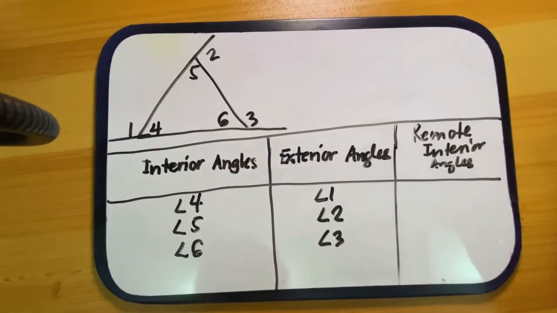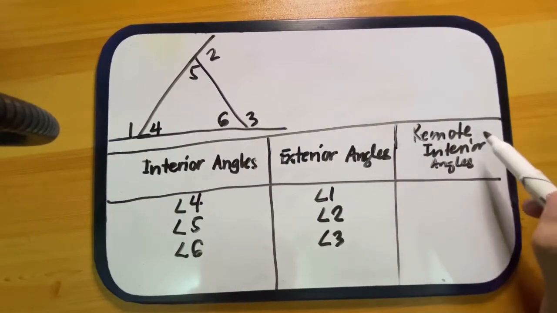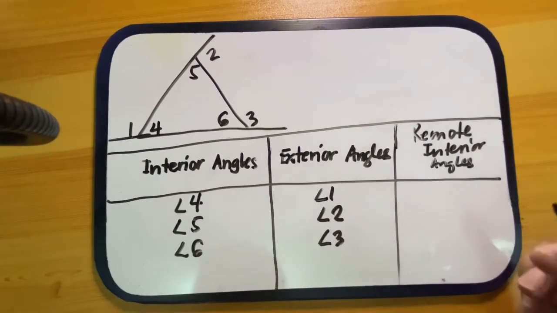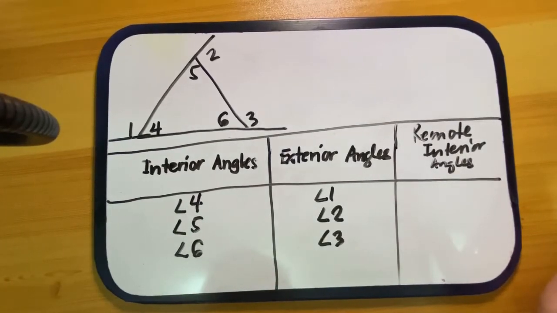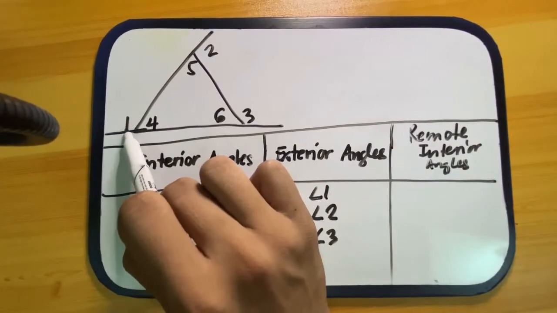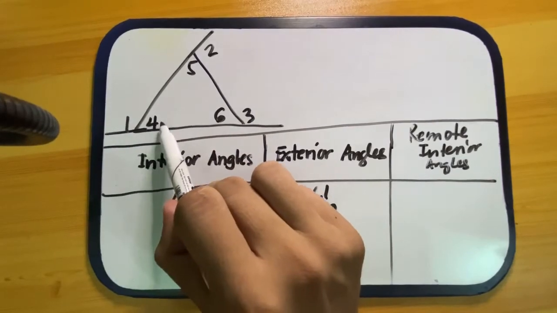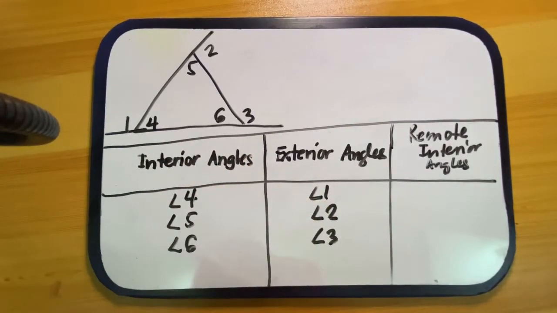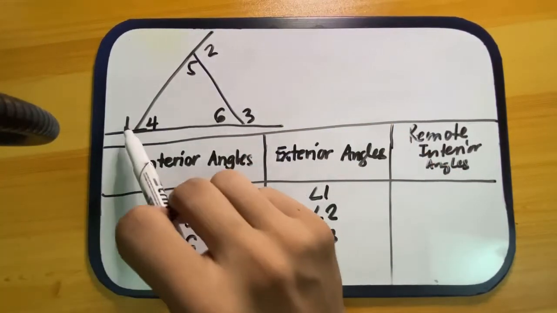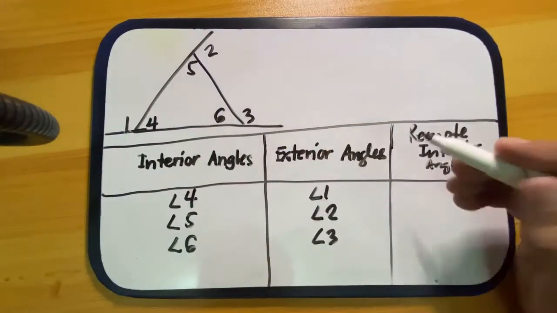So what are remote interior angles? These remote interior angles are angles which are not adjacent to the exterior angle. Adjacent means beside, or a linear pair of the angle, or a consecutive angle after the exterior angle. For example, we have angle 1. Its adjacent angle is angle 4, so angle 4 is not a remote interior angle. Angle 1 is the exterior angle, therefore the remote interior angles of angle 1 are 5 and 6.